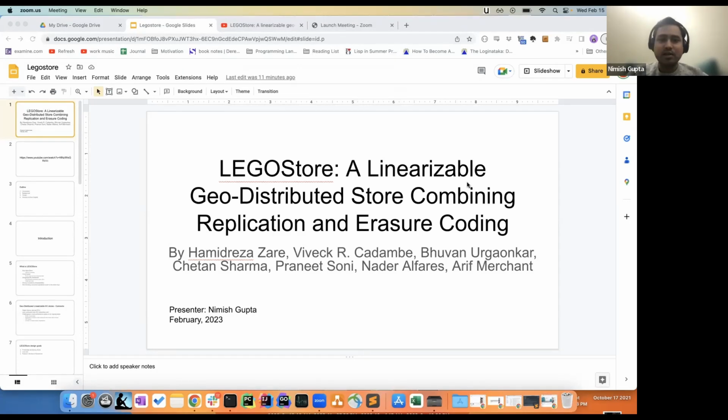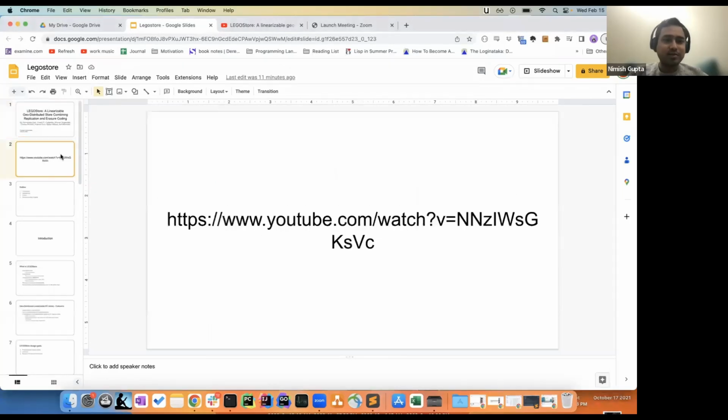I'll be presenting the LEGOStore paper today, which is a strongly consistent geo-distributed key value store that combines replication and erasure coding.